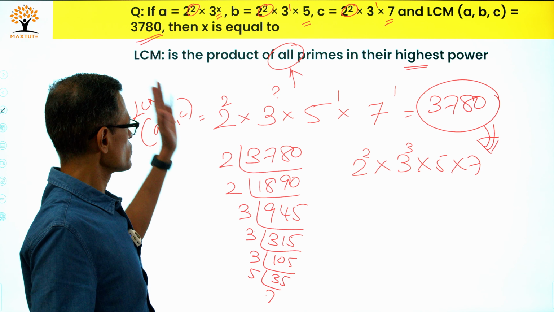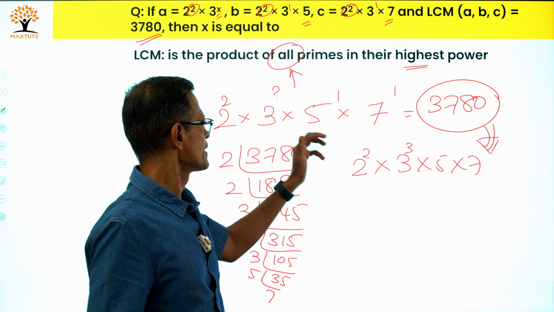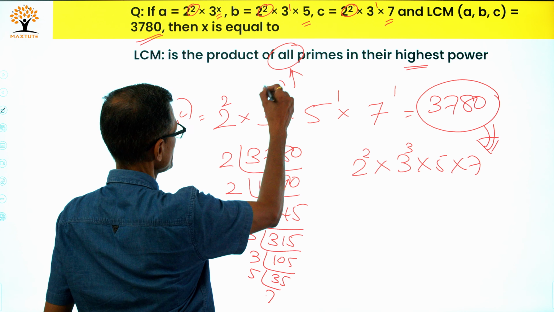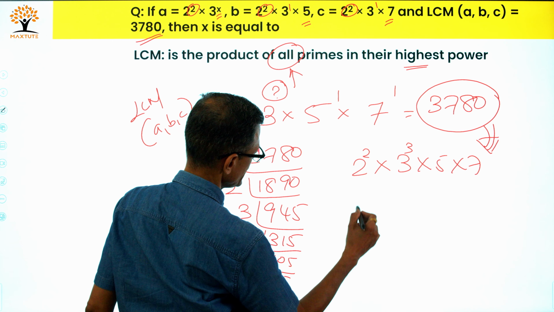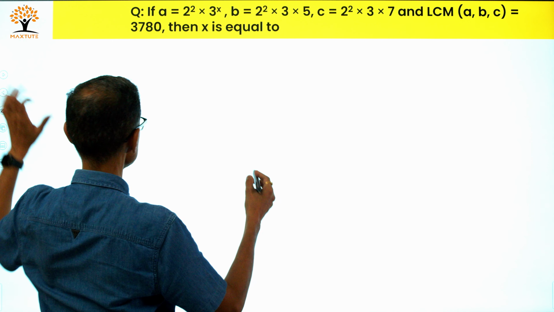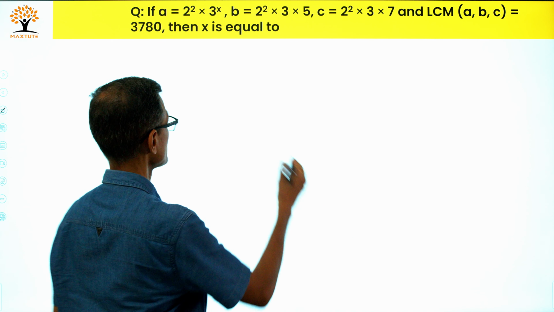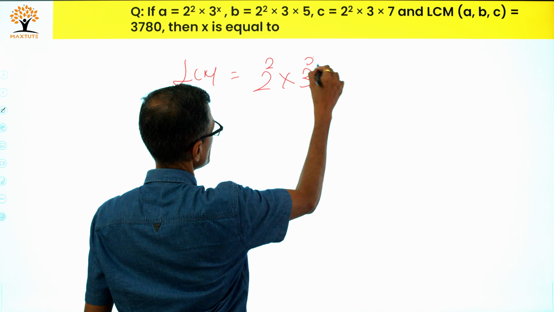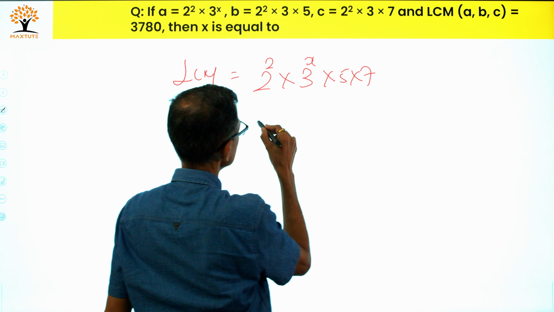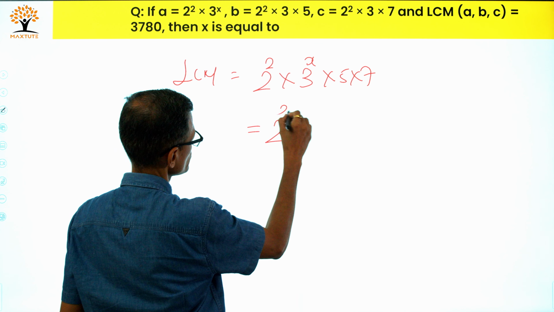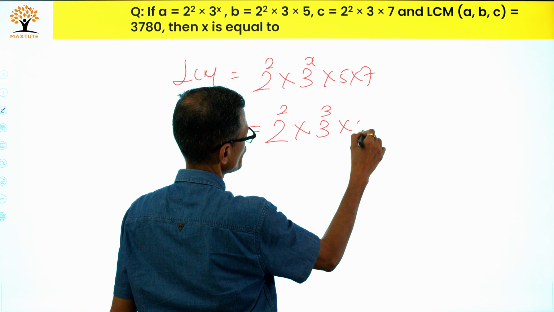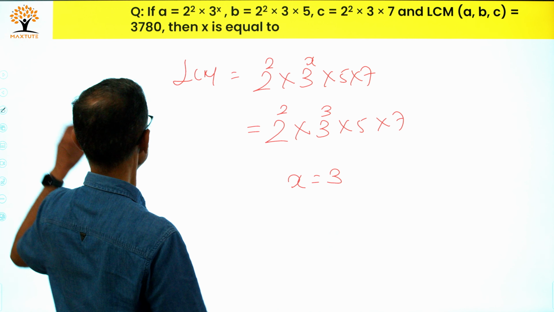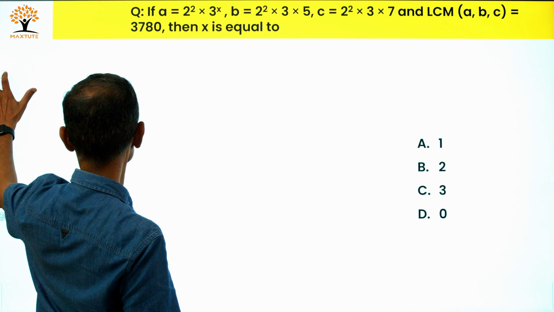We know the LCM is 2 square times 3 raised to the power of something into 5 into 7. Here we have 2 square into 3 cube. So the power that we are talking about here should be equal to 3. So what would have been the LCM? The value of x is greater than 1. Therefore, the LCM should have been 2 square into 3 raised to the power of x into 5 into 7. The 3780 prime factorizes as 2 square into 3 cube into 5 into 7. Equating the powers of 3, we get x is equal to 3. X is equal to 3, choice C is the correct answer to this question.